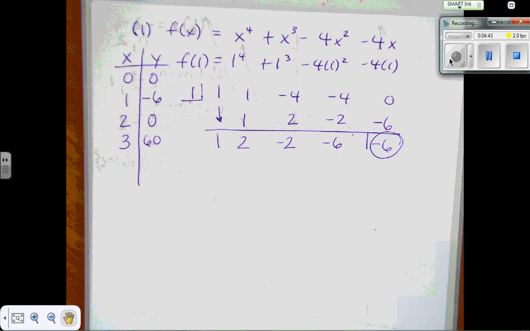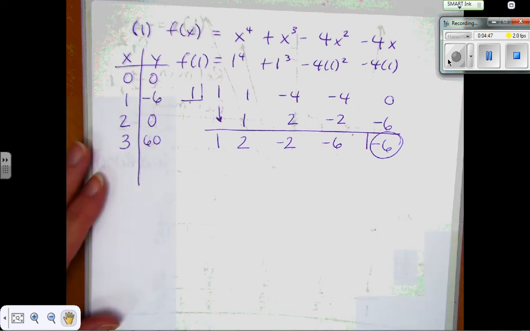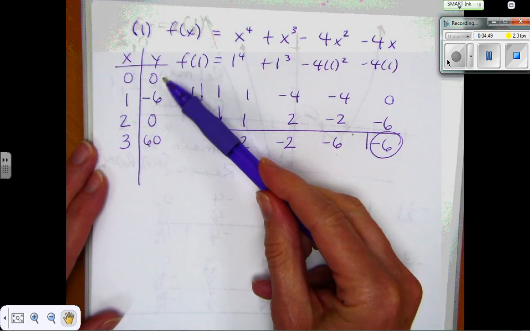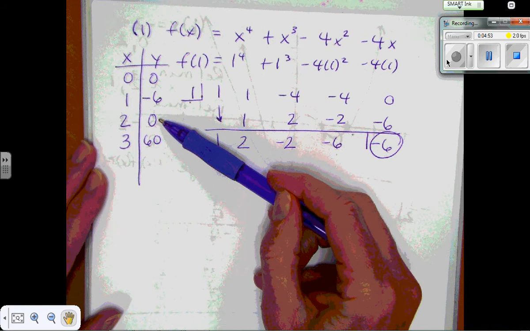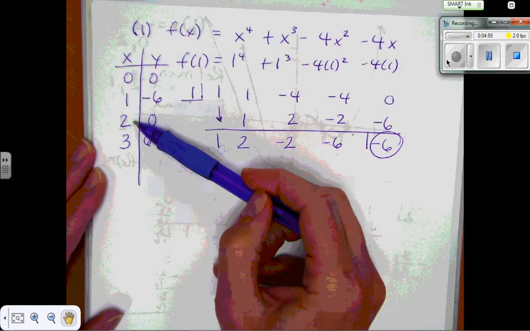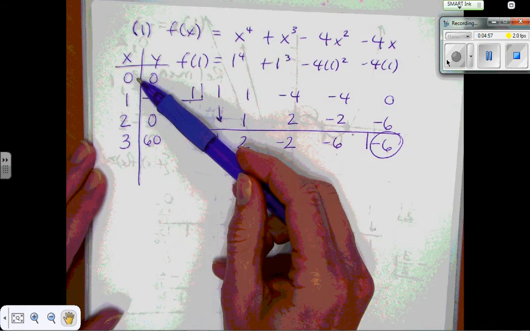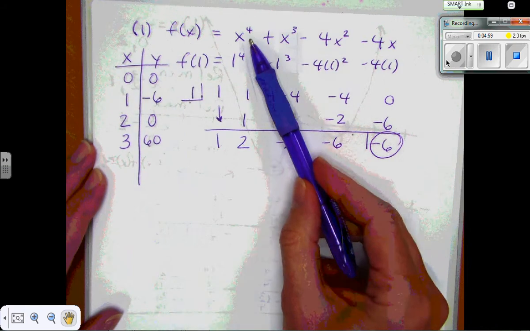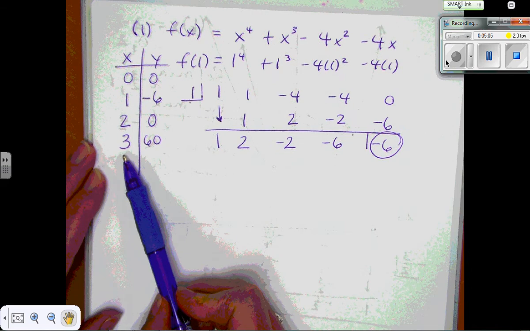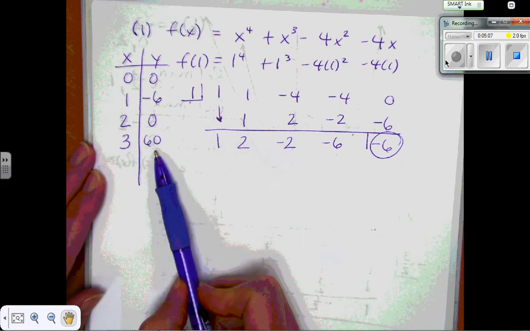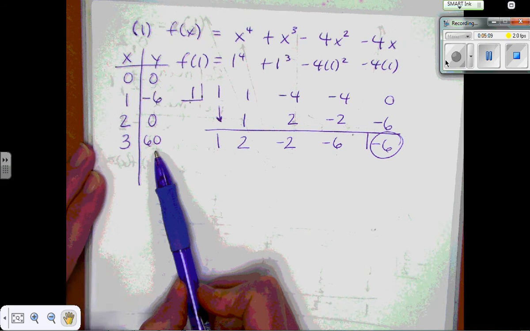Okay, so we got 0 when x is 2 and 60 when x is 3. So if you look at the values for y right now, when y is 0, that's where it's crossing the x-axis. So it's crossing the x-axis exactly at 2 and exactly at 1. Okay, but I could have 2 more zeros for x. I could have 2 more times that it crosses the x-axis. Now since this 3 value, when x is 3, I get this huge y, I'm pretty certain that it's just going to be going on to infinity.